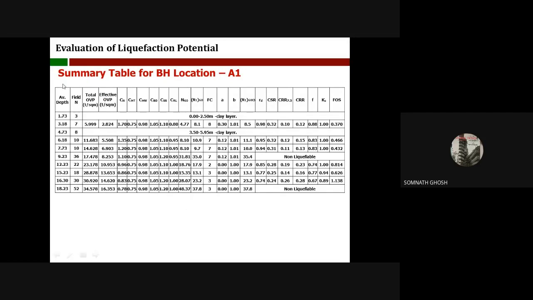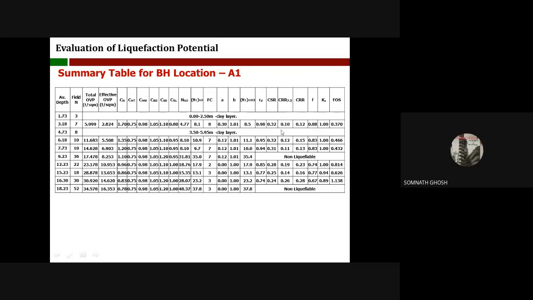Now, this is a particular table. I'll come and discuss this table later on. You see, these are the different depths, 1.73 from GL, 3.18 from GL, up to 18.23 from GL. What is the N value here? It means the SPT value. These are the SPT values we got. And then the effective overburden pressure and all these small parameters, how we calculate them according to IS 1893, right?